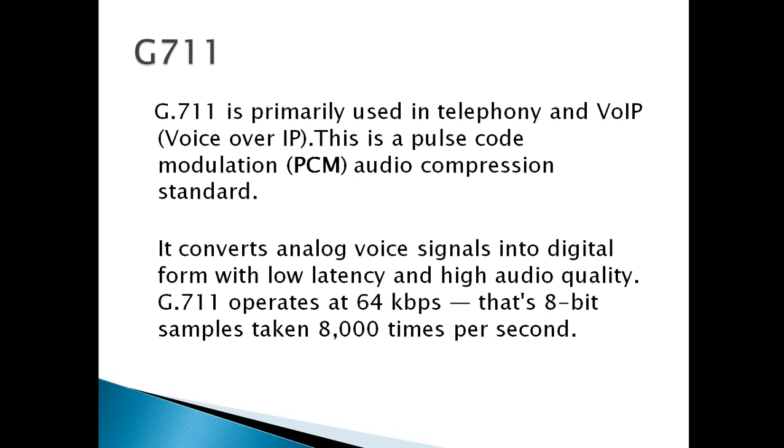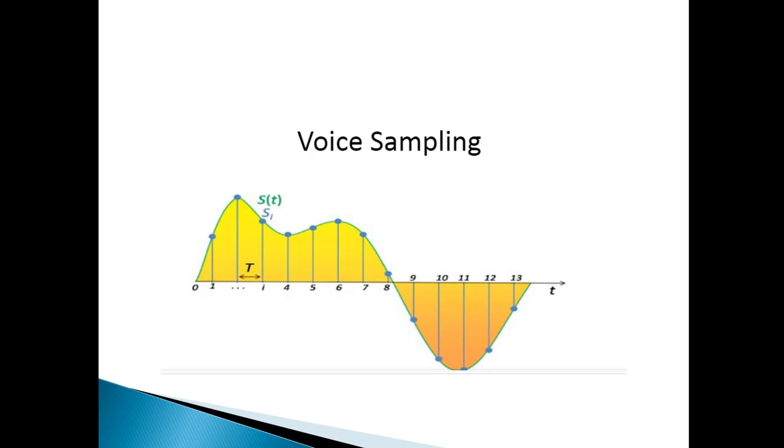So G711 is primarily used in telephony and VoIP networks. This is also known as pulse code modulation. It converts analog signals to digital format and sends them to the far end, right? The latency is very low for G711, and the bandwidth used by G711 is 64 kbps. I will show you how the 64 kbps comes via calculations, right?